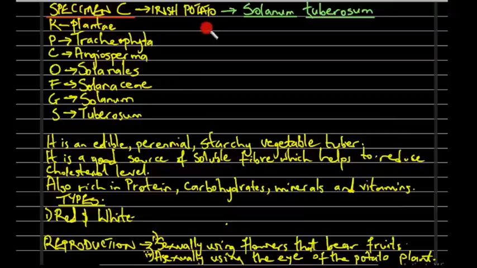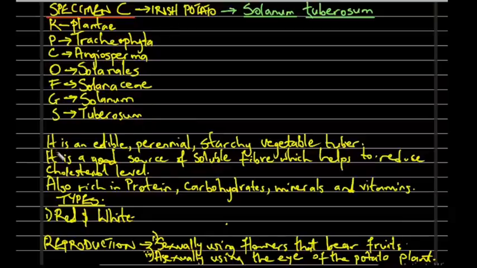Specimen C is the Irish potato, that is the Solanum tuberosum. Solanum tuberosum is the scientific name. The classification: the kingdom is Plantae. It belongs to the Tracheophyta. It is an angiosperm. The order is Solanales. We have the family to be the Solanaceae. Then the genus is Solanum, while the species is tuberosum. All of these are the classifications that we have for the Irish potato.